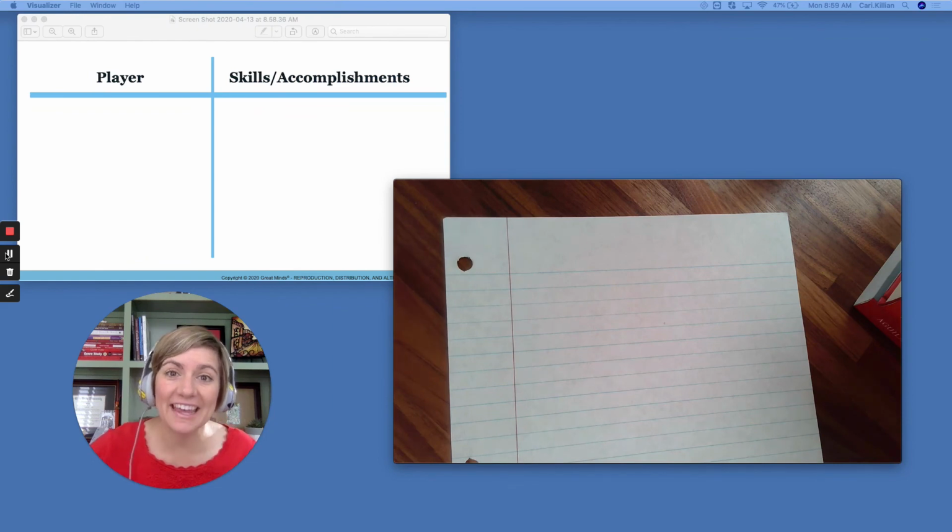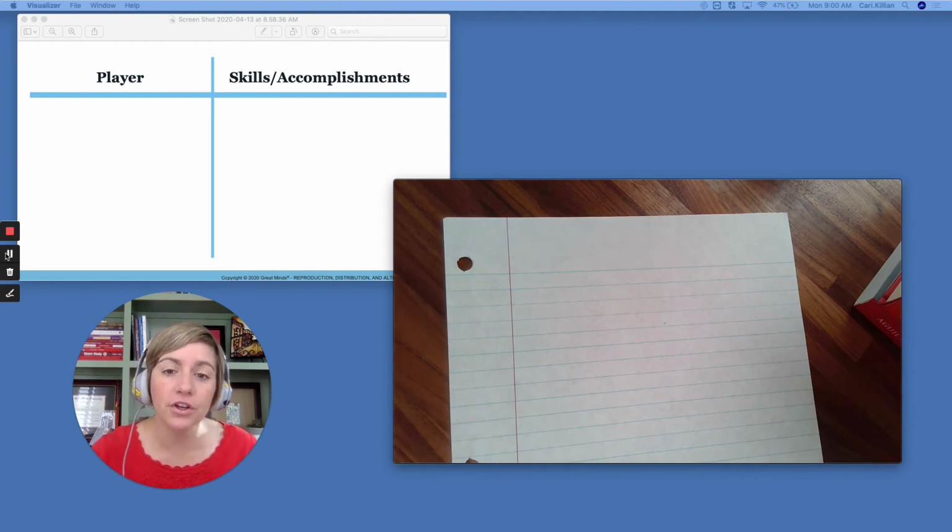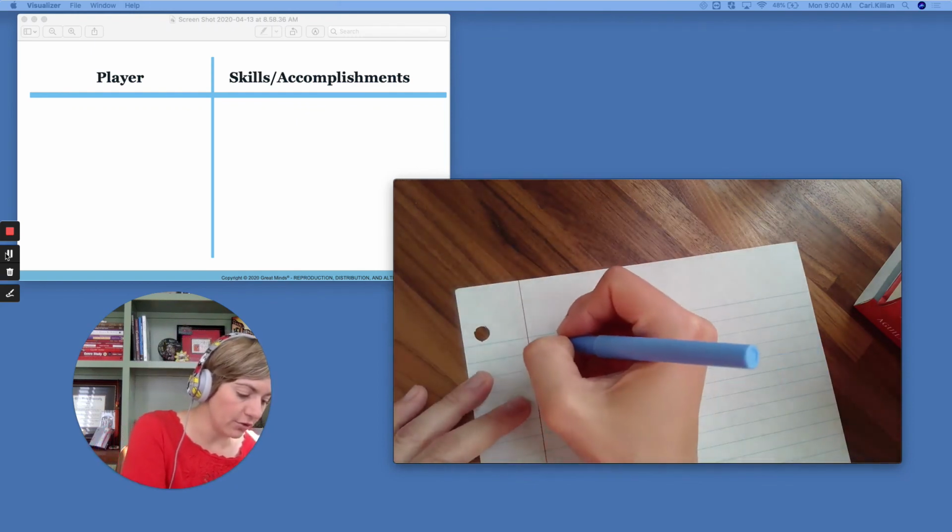We are going to read and annotate Fifth Inning. In this chapter, the narrator tells about some of the best players in the Negro Leagues and their skills and accomplishments. Just like in previous lessons, you are going to have a focus for your annotations as you read or as you listen to me read Fifth Inning. You're going to record them in a chart, like the one I have on the screen, so that you can remember along the way who was the player and what did they accomplish or what skills did they have. So you're going to make a T-chart to capture your annotations for Fifth Inning now. On the left side, you are going to write player.